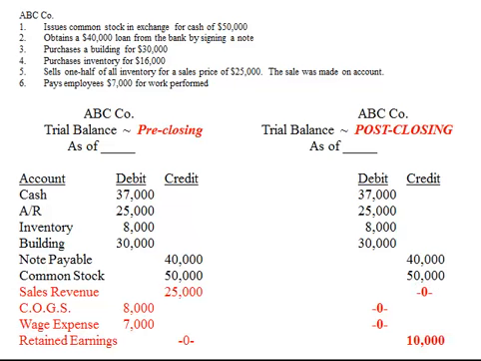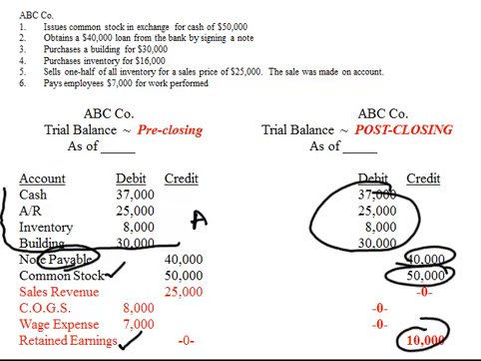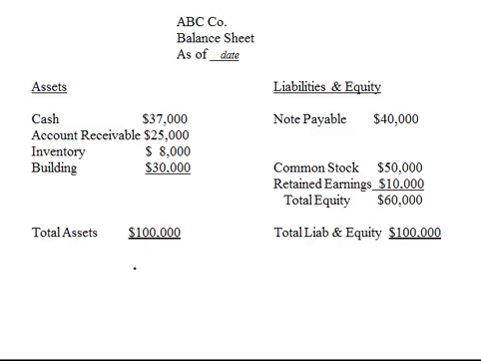From the post-closing trial balance, we're ready to prepare a balance sheet. We will summarize our assets, our liabilities, and our equity: stock, which is contributed capital, and our earned capital, 10 and 50. The balance sheet proves that our fundamental accounting equation holds. Our assets are equal to liabilities plus equity.